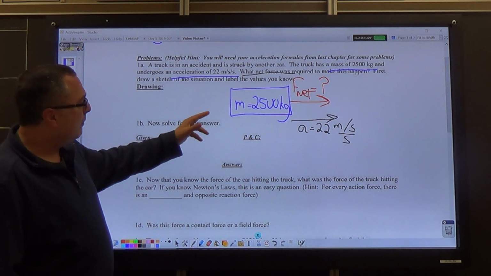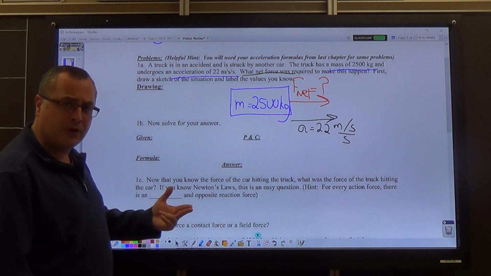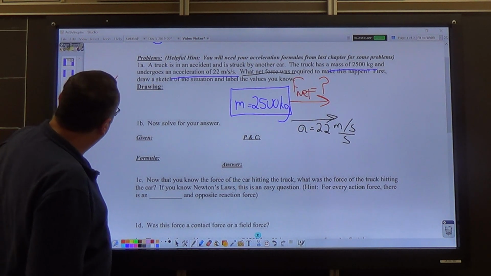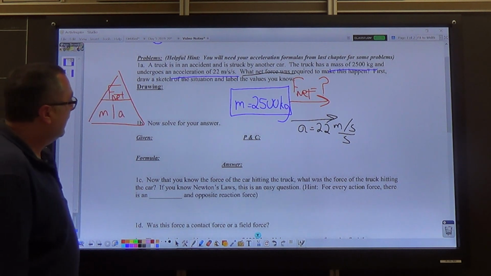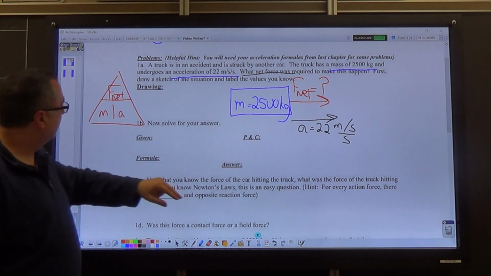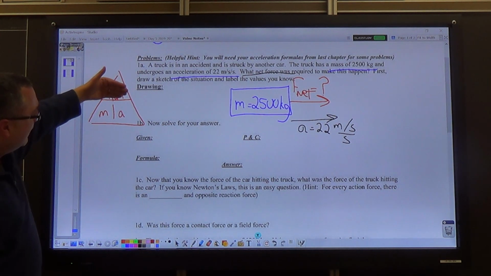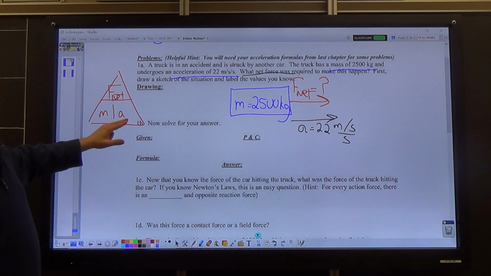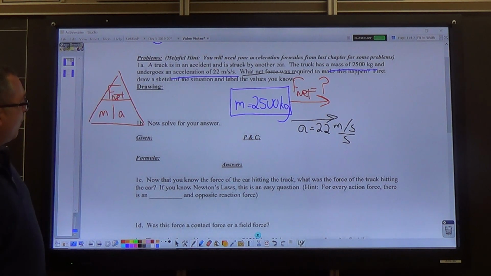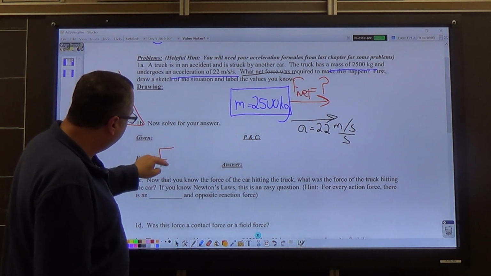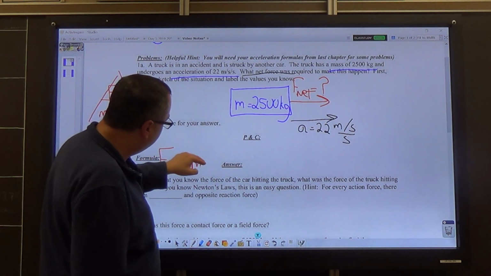The first thing that we should do after you have everything labeled and you know what you have is to try to figure out which relationship you're going to use mathematically. Now you were given this triangle. And so we're looking for net force. We have mass and acceleration, so everything we need is right here. If you want to rearrange this for net force, cover that up. And you see that mass and acceleration are next to each other. When they're next to each other, you multiply. If they're on top of each other, you divide. So for this one, we'll go ahead and write net force equals, cover that up, mass multiplied by acceleration.